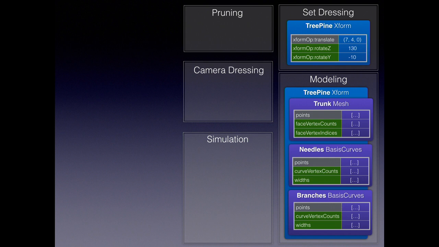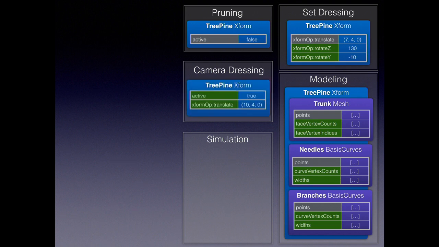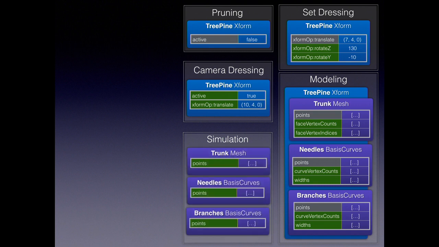We might have in the shot context an automatic process like pruning, which goes in and deactivates trees that it deems to be unimportant. Our camera dressing artist may come along and say, actually, we want to reactivate that tree. That tree was important. And we're actually going to nudge it along. We're going to shift its translation value. And then lastly, our simulation department might come along and decide to add some wind, add some keep alive to that particular tree, and they might want to override the points on that tree.